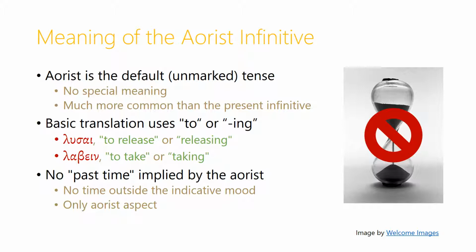It's important to remember that there's no past time implied by the aorist with infinitive verbs. There's no time at all with tenses outside the indicative mood. So the only thing we're going to read into the aorist tense in these infinitive verbs is aorist aspect, which again is straightforward, unmarked, looking at the action as a simple whole. And so there's not really anything special about aorist infinitives.